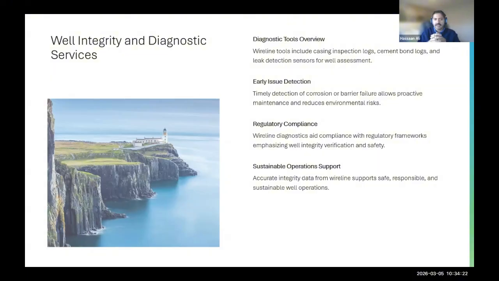It also aids in compliance with the regulatory framework. In some of the areas, you actually have regulatory requirements to run your well integrity test to make sure that your well, over the period of time it is producing, meets certain requirements which are set forward in the regulatory compliance of that area.